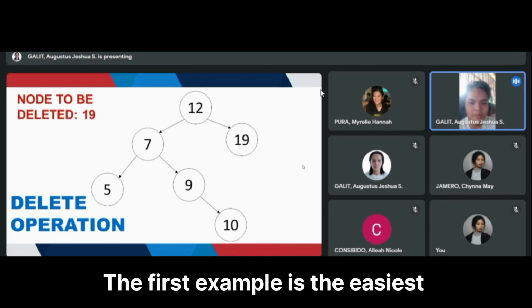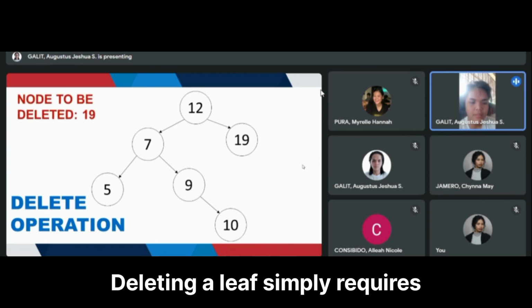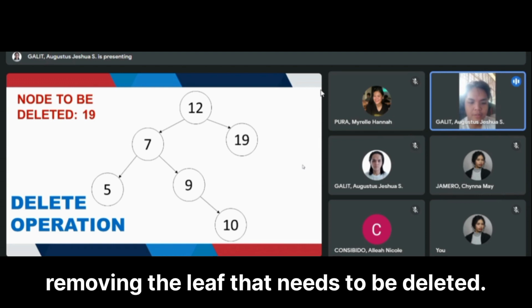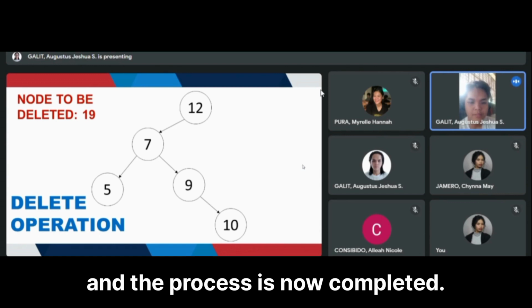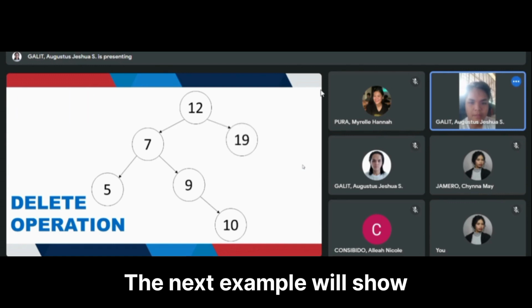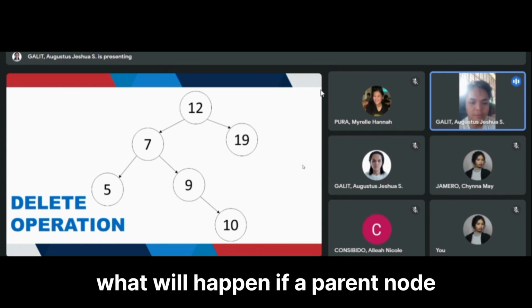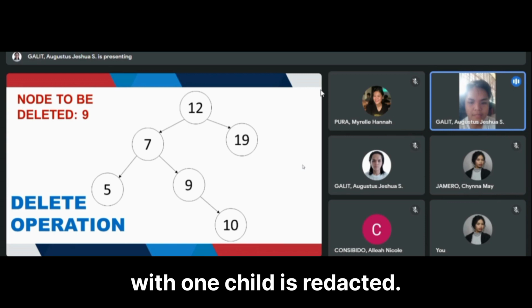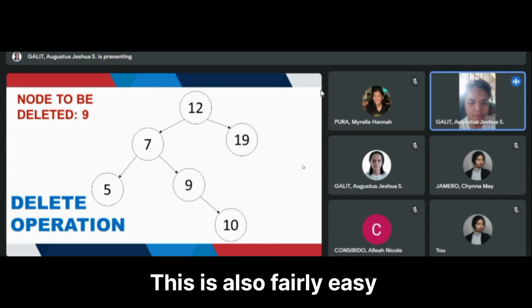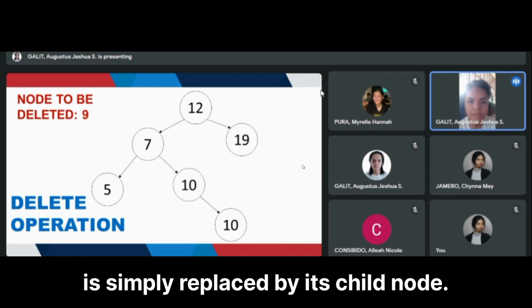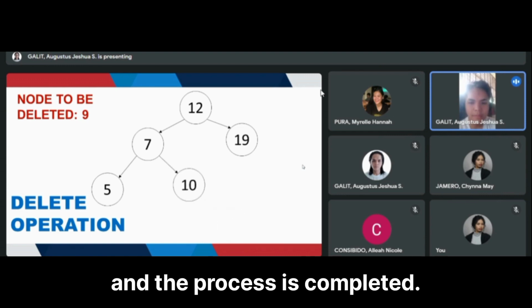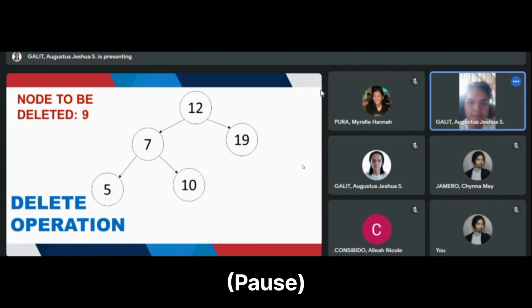The first example is the easiest. Deleting a leaf simply requires removing the leaf that needs to be deleted. For example, we just removed the leaf 19 and the process is now completed. The next example will show what happens if a parent node with one child is deleted. This is also fairly easy because the deleted node is simply replaced by its child node and the process is completed.